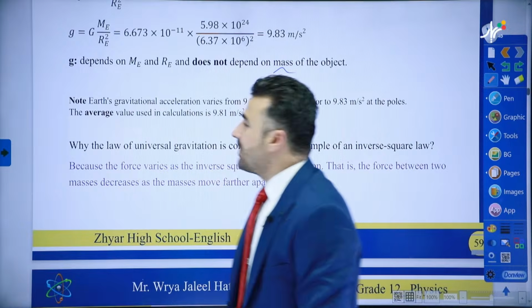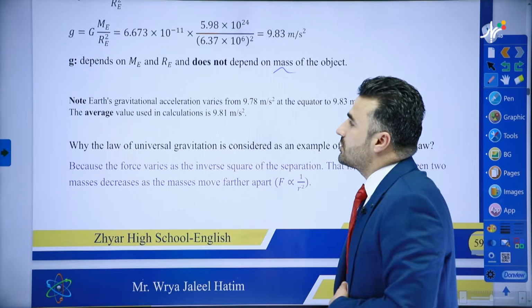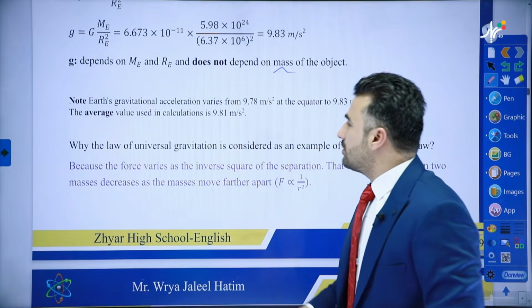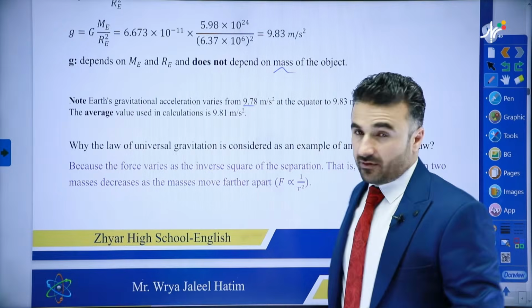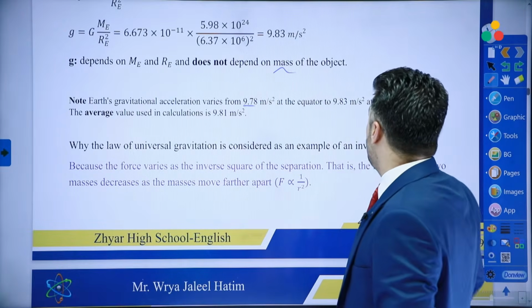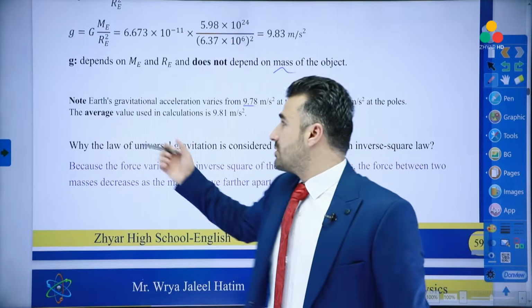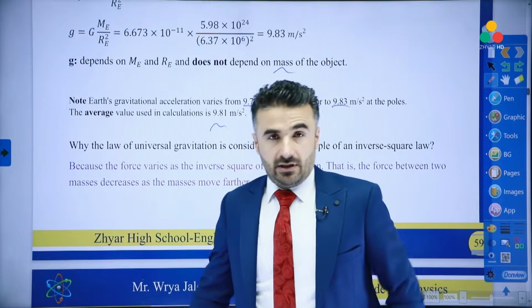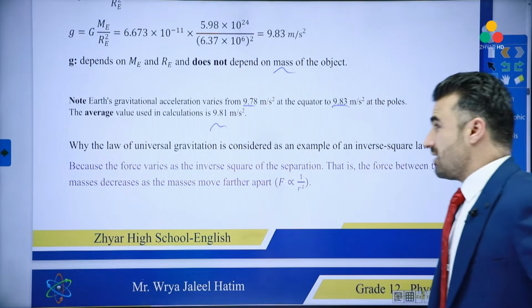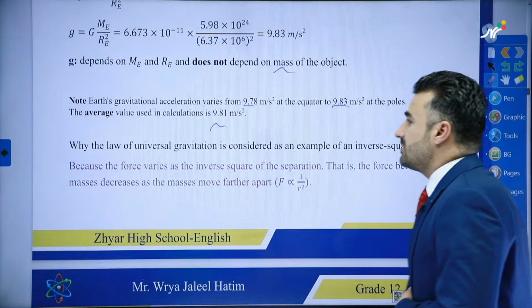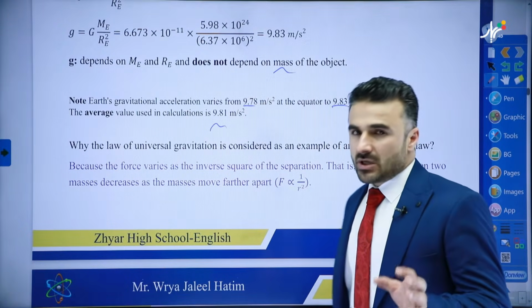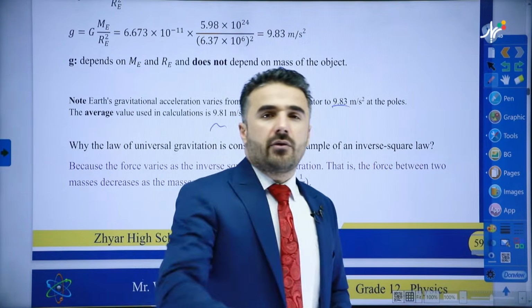Don't forget. So we have another note, which is also important. Earth's gravitational acceleration varies, like we've mentioned, from 9.78 at the equator to 9.83 at the poles. So if we take the average, we will get something like 9.81 meters per second squared, because this is gravitational acceleration. Now we also have another question which is very important.